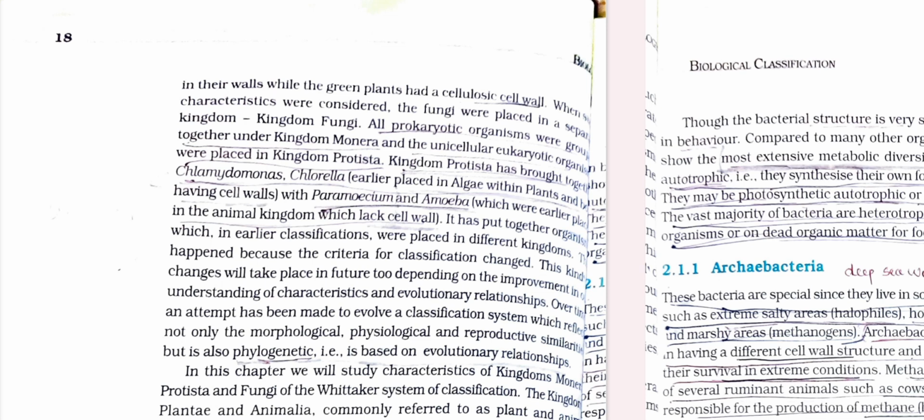Over time, an attempt has been made to evolve a classification system which reflects not only morphological, physiological, and reproductive similarity. It is also phylogenetic, that is, based on evolutionary relationship.